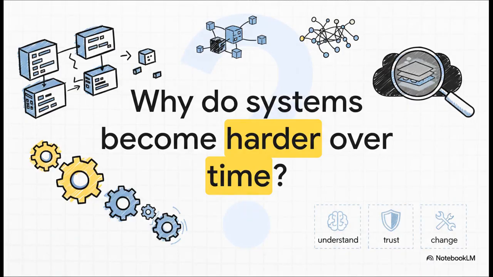It's a question that every single developer, every product owner, every tech lead has asked themselves at some point. Why do our systems get harder over time? I'm not just talking about bigger or having more features. I mean, genuinely, harder to change, harder to understand, and definitely harder to trust. What is actually going on under the hood?